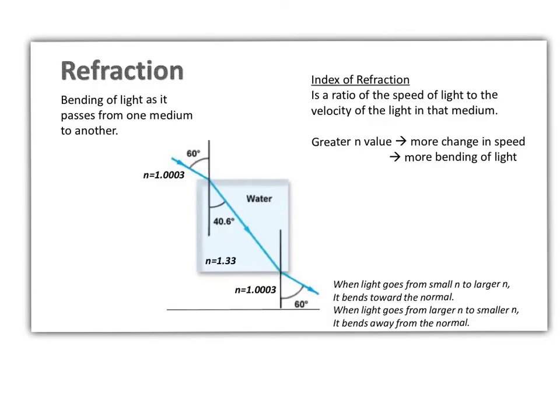Refraction is the bending of light as it passes through a medium. This is a function of the speed of the light changing as it goes through the material. The index of refraction is the ratio of the speed of light to the velocity of light in the medium. There are some relationships about this index of refraction, which is represented with letter N. The greater N value means the more change in speed and the more bend to the light rays.